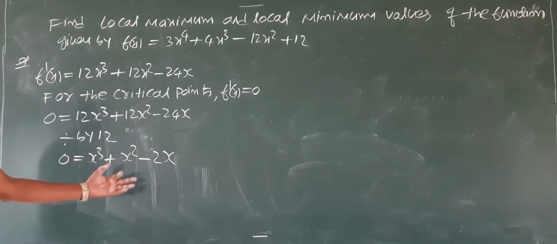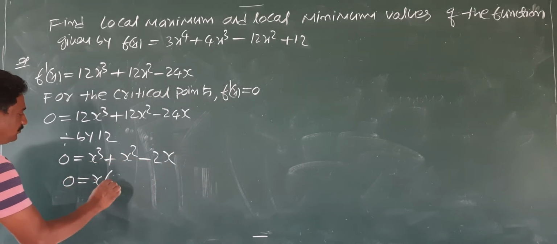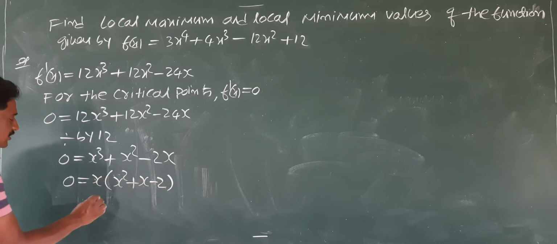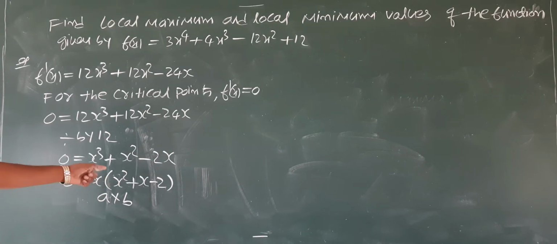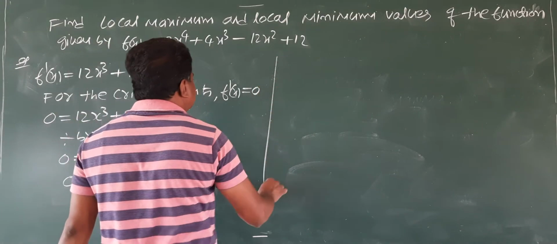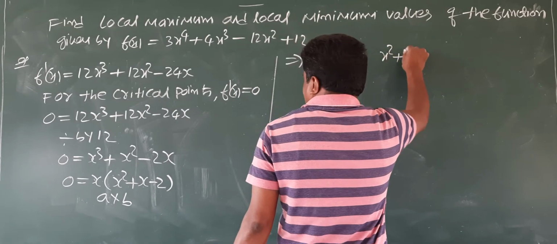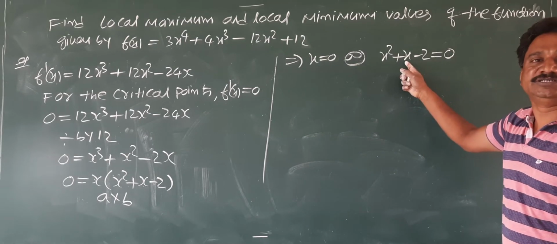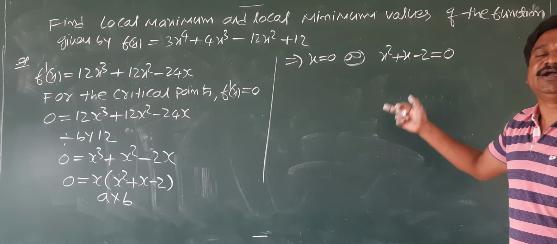What is common from this, students? x is common. So remaining is x square plus x minus 2. Clearly it is in the form a into b equals 0, which means either a equals 0 or b equals 0. So this implies x equals 0 or x square plus x minus 2 equals 0. So I am getting one more quadratic equation, students. You know how to solve quadratic equations by the factorization method.